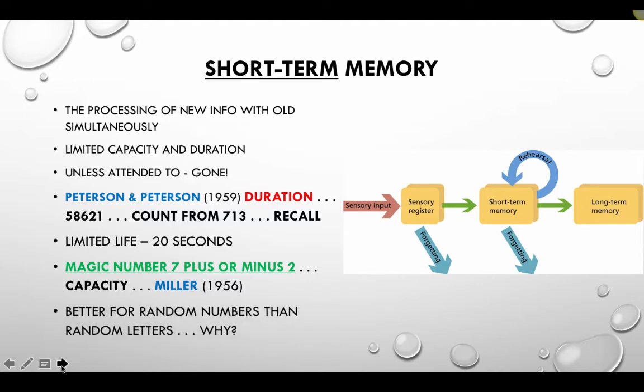Now, our short-term memory is better for random numbers than random letters. Why do you think so? I may ask you this question tomorrow.